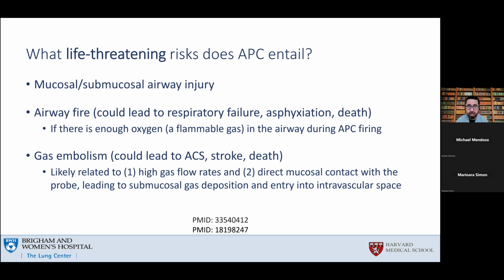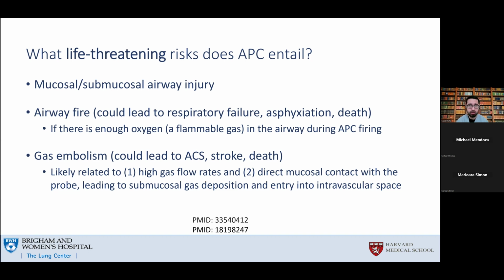And then another one that comes with APC, because you're using a gas here, argon, is argon gas embolism. A gas embolism could get into the venous circulation and cause a PE, a pulmonary embolism, or it could get into the arterial circulation and cause acute coronary syndrome or stroke. And in either case, of course, it could cause death. So this is also a never event that should never happen, and is a very real risk with APC.